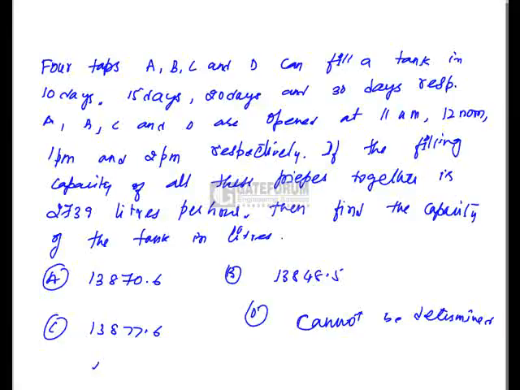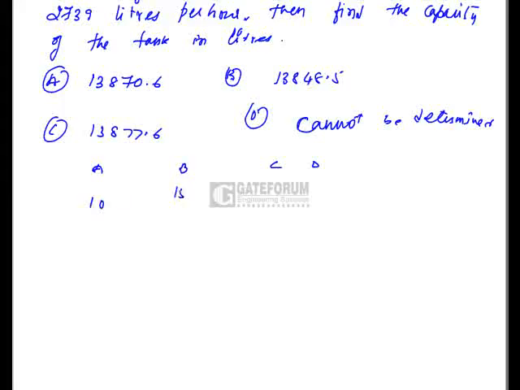Now, there are 4 pipes A, B, C, D, which can fill the tank in 10, 15, 20 and 30 days respectively.